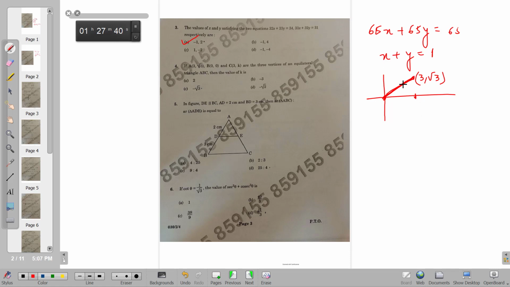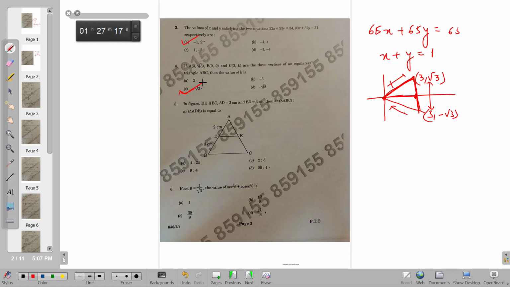Now logically, if you have 3 comma 2, it won't be a vertex. 3 comma minus 3 won't make sense, because here you have perpendicular. It should be 3 comma minus root 3. If I'm having 3 comma minus root 3, then yes, all these distances would become the same. Okay, so the answer would be minus root 3 for the fourth question.